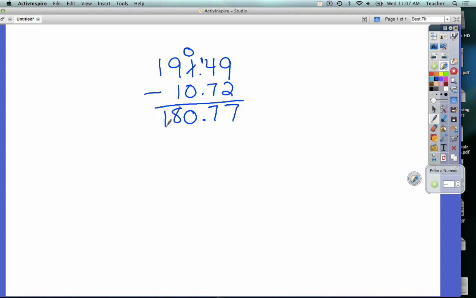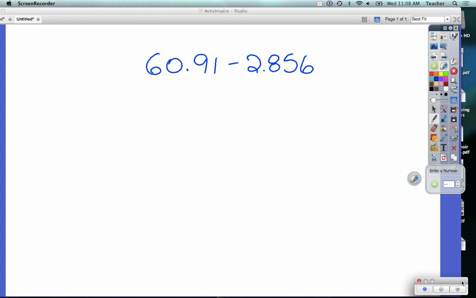Okay, look at the next problem, E. E is the next one that we're going to do. Now I want you to set it up the way you should, and then I'm going to have you send your answer to me on your clicker. This is a place probably where your place value chart would come in handy. So let's say I'm using the place value chart.